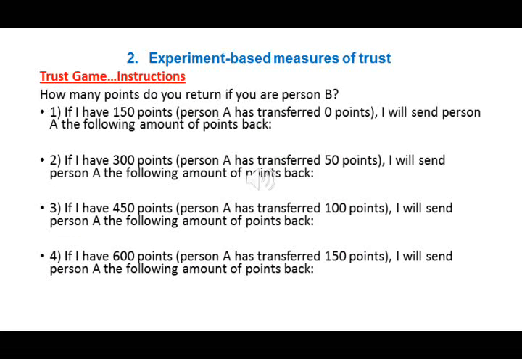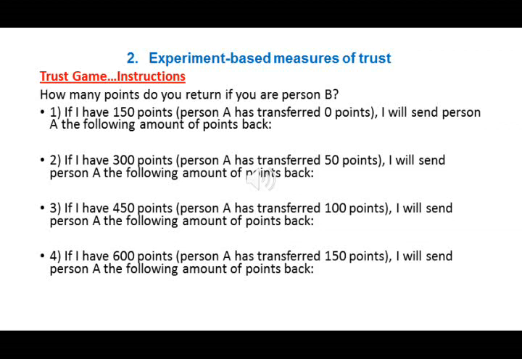Now we will see the decisions of person B, because as we said, in some experiments, the same person has to take the two roles as A and as B. Why? Although he knows that he is playing with another person, he knows that the other person has not taken a decision yet. That's why we ask him to decide as person B, given all the possibilities that A might have taken. So in this case, we ask him, how many points do you return if you are person B?